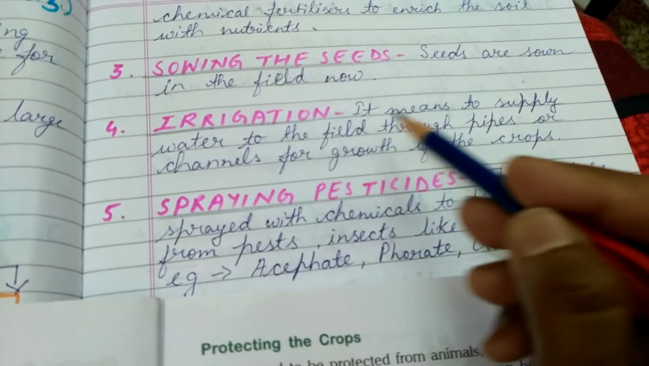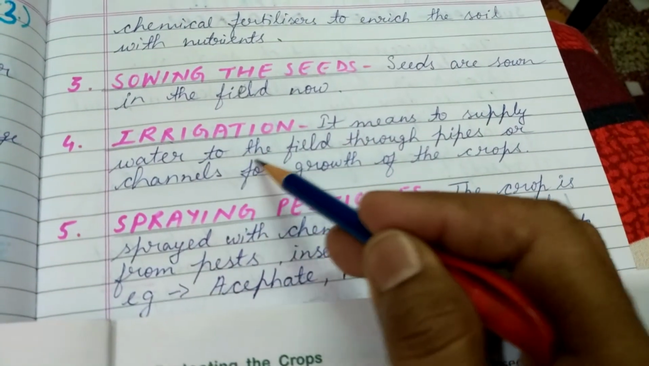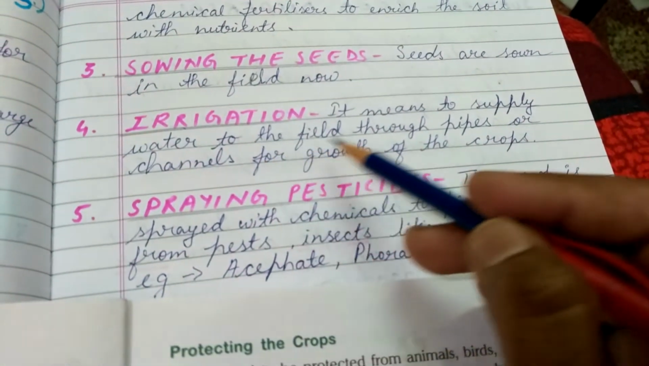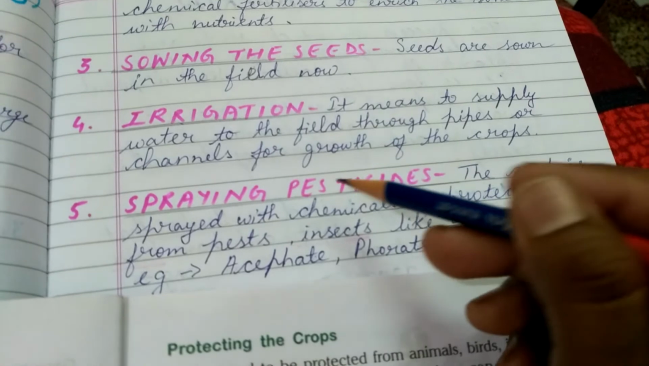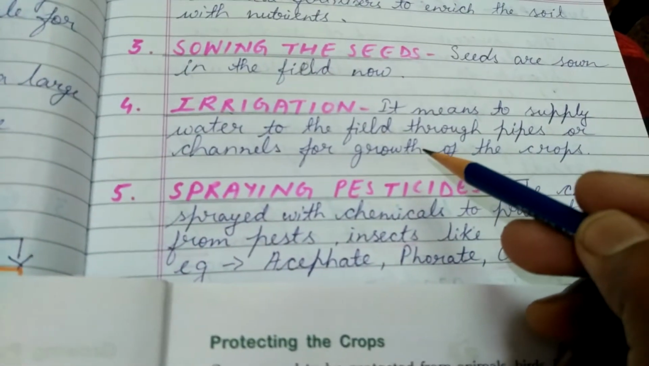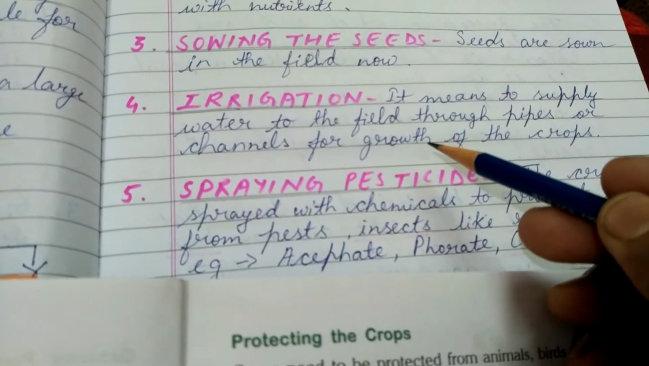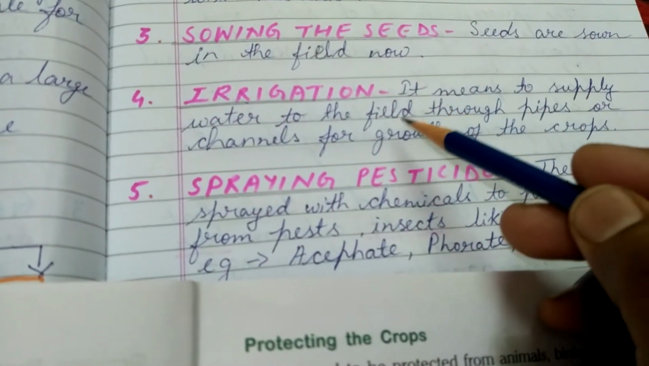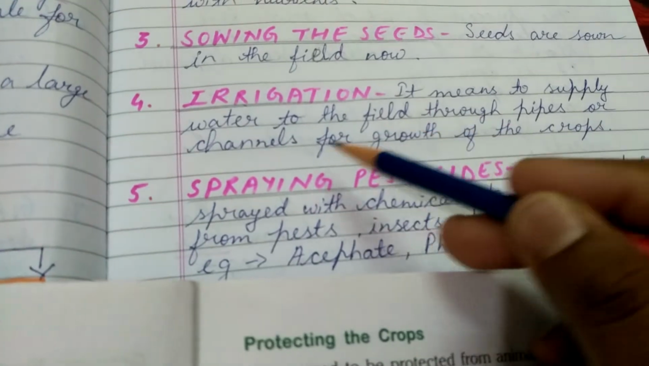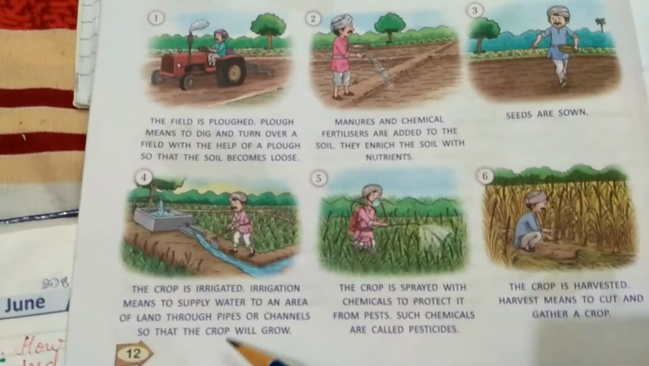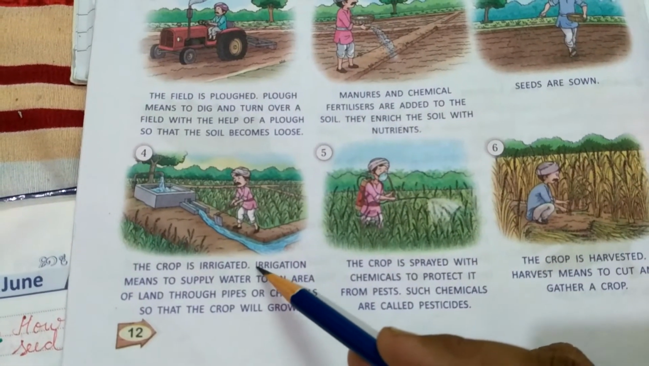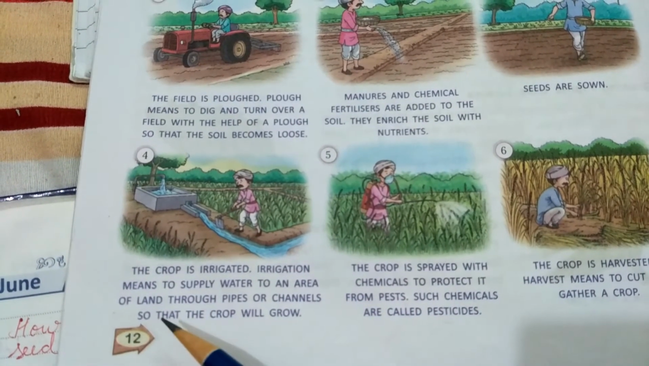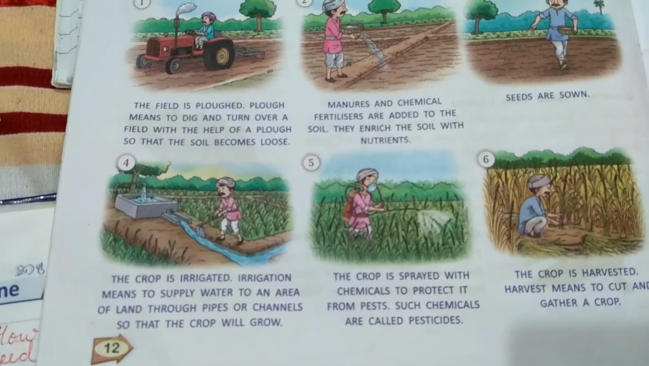Fourth is irrigation. It means to supply water to the field through pipes or channels for growth of the crops. Obviously, plants also need water for their growth and development, because they are also living things, and without water they cannot do photosynthesis. So for their growth, we have to supply water to the crop fields. It is done either through the pipes or through some channels, as you can see in this picture also. So fourth process is called irrigation. The crop is irrigated means to supply water to an area of land through pipes or channels.